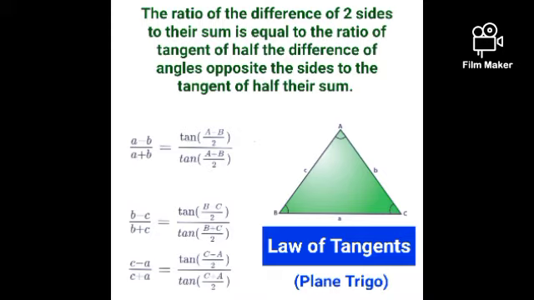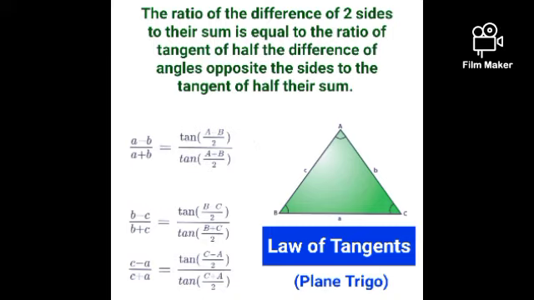If you are considering the two sides small b and small c, and you write the equation from the law of tangents, you have the ratio of the difference of the two sides, b minus c, and their sum, b plus c. That ratio is written as b minus c over b plus c, and that ratio is equal to the ratio of the tangent of half the difference of the angles opposite the sides small b and small c, and these angles are angle capital B and angle capital C.